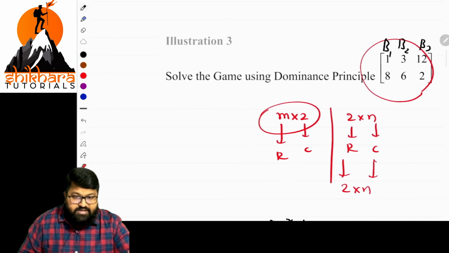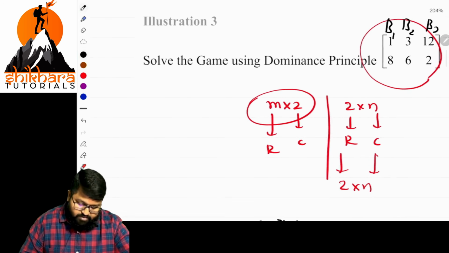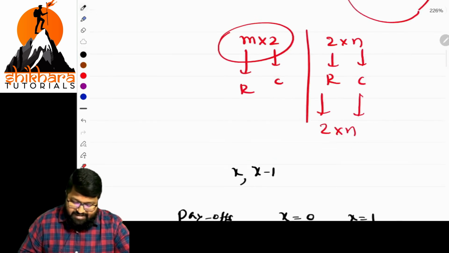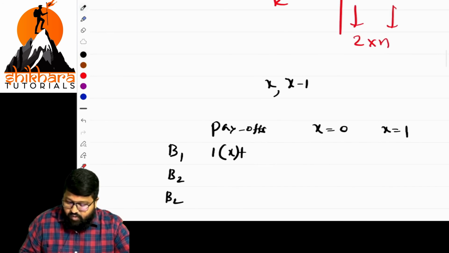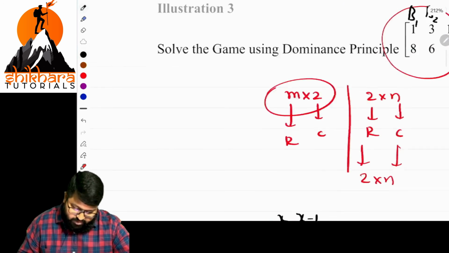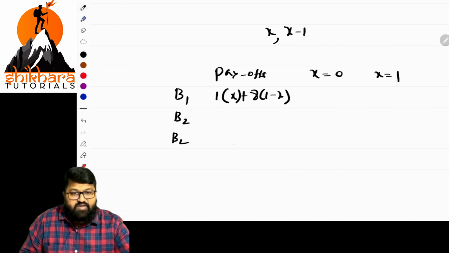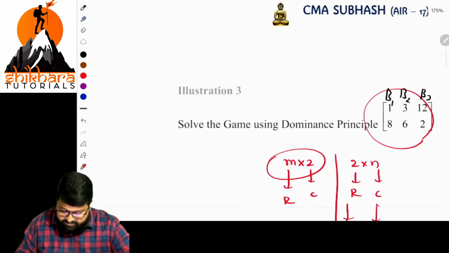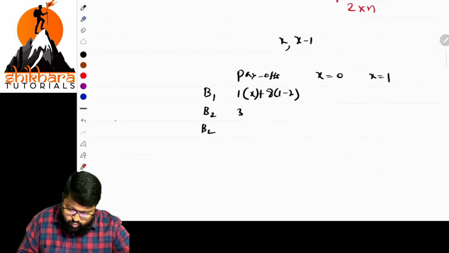Is it clear? Sorry, we are taking the probabilities, that is x and 1 minus x. Plus what? What is the other value there, buddies? The other value is 8. Plus 8 into 1 minus x. Is it clear with this first part? Next, what is the next part, sir? 3 into x plus 6 into 1 minus x.